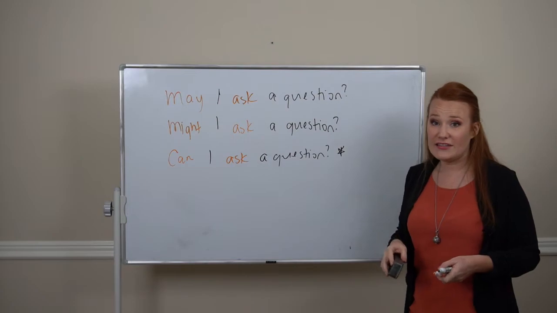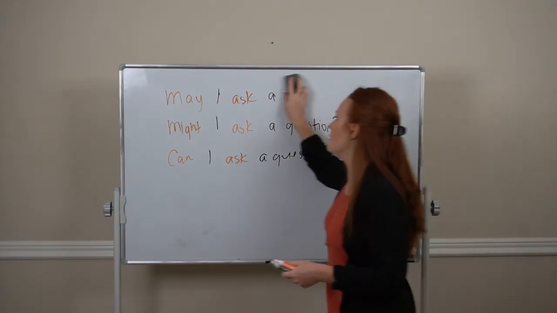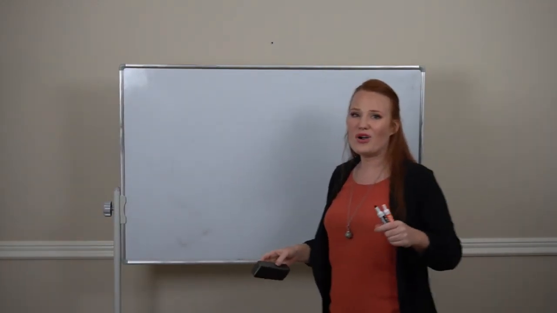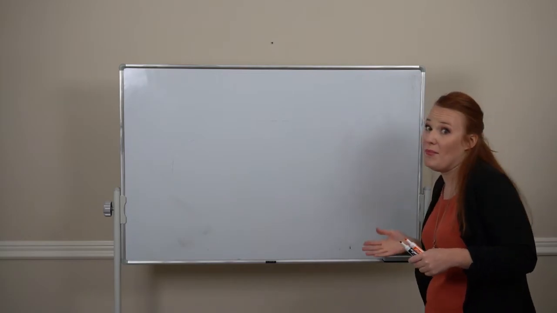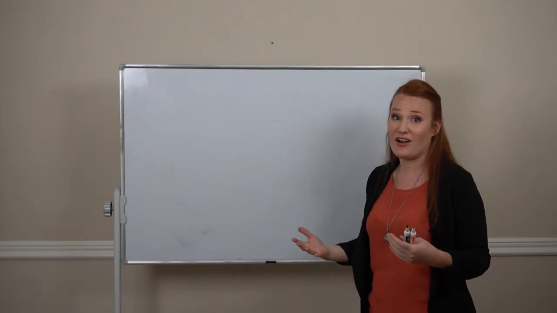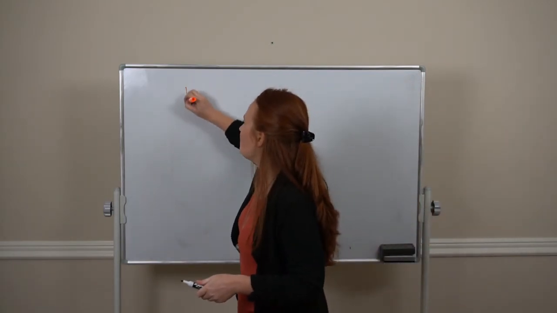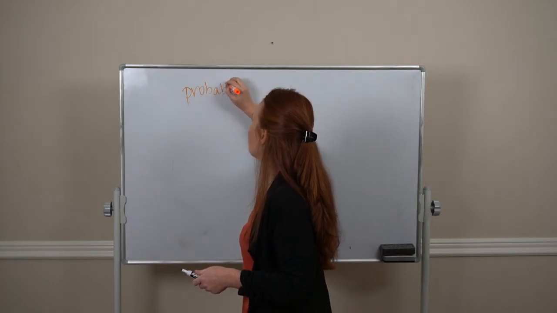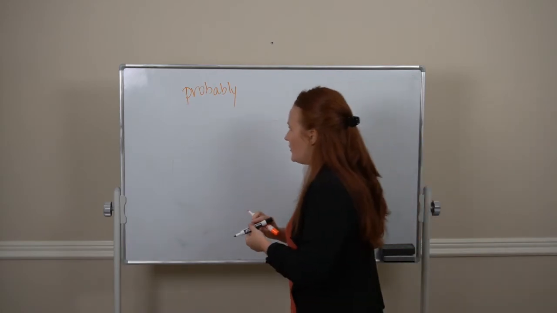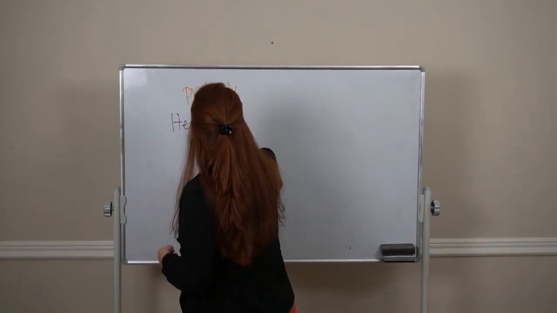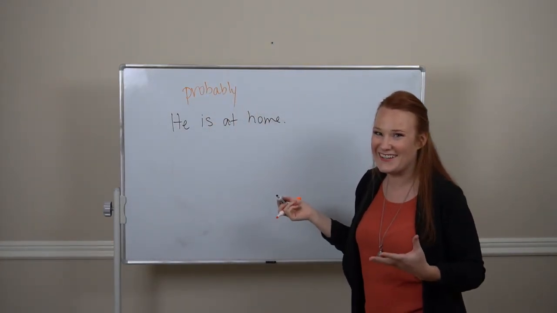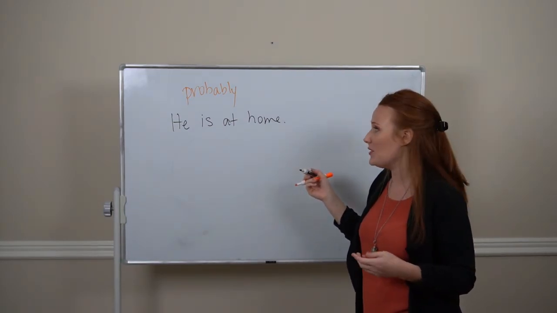All right, finally, if we want to make a prediction, but we are more confident than just may or might, we have something that tells us we're a little stronger in our feelings. In that case, we'll use the word probably with our regular verb forms, not the modals. So, if I'm confident about something, I could say, he's at home. This is definitely true. This is a statement.